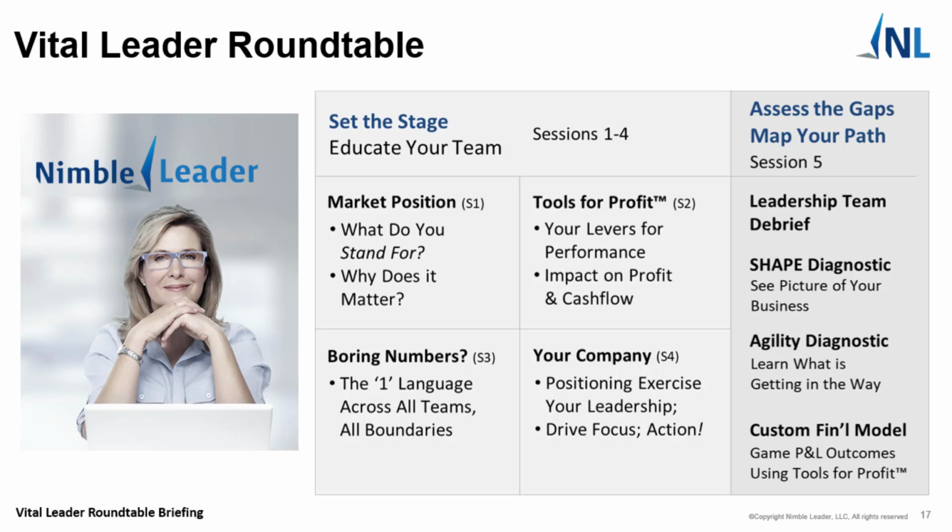What we also do in the leadership team debrief is cover a custom financial model where we can gain P&L outcomes using the tools of profit. If you're going through this process and you've developed fluency around how you're going to manage price, volume, mix, cost, and working capital in relation to market position, it's one thing to be able to do that, but when you step into a strategy session and start to develop your initiatives, you want to game what those decisions are in terms of impact. So if you're going to take a price increase, manage your discount structure down, or cut your cost structure, what does that look like in terms of how it impacts your team's profitability, cash flow, and balance sheet? We can develop a custom financial model for you to be able to do that. We've done that for other teams, and it's been very, very powerful in helping them operationalize what they just learned through the Vital Leader Roundtable.